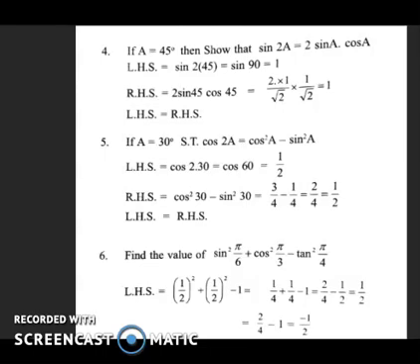180 upon 6 is 30 degree. Sine of 30 degree is 1 by 2, and its square is 1 by 2 the whole square. Similarly, cos of pi by 3. Pi is 180. 180 upon 3 is how much? 60. Again, similarly, tan of 45 degree. Pi by 4 is nothing but 45 degree. That value is 1. If you substitute all these correct values and simplify properly, you get the required answer.